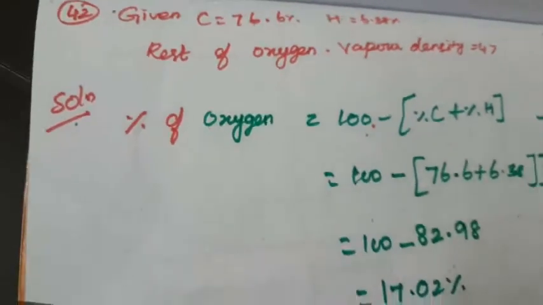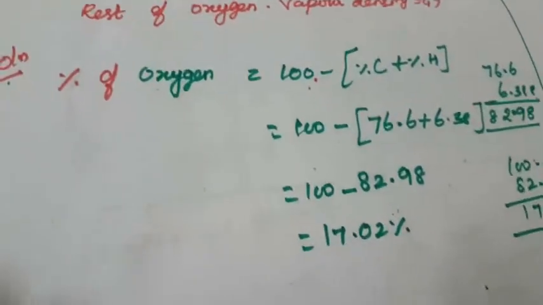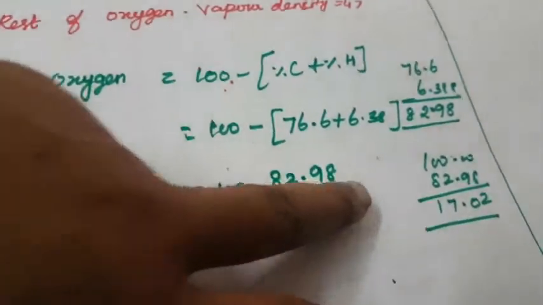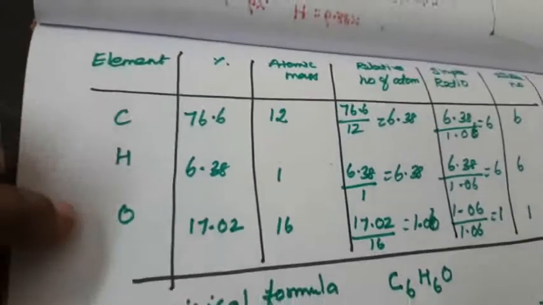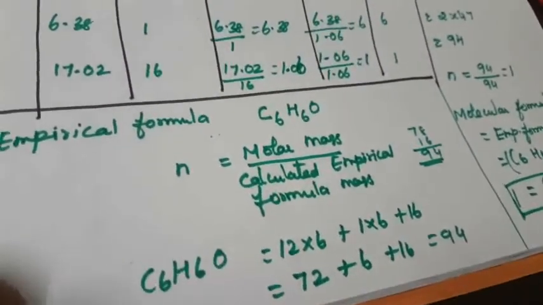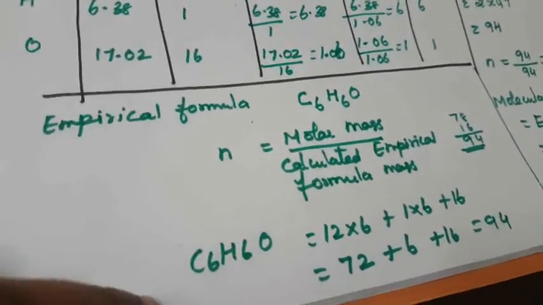We see the next video. Okay, so first the percentage is calculated, and then another one, again you prepare the tabular column, then finally you calculate the n value, then the empirical formula mass, and then the molecular formula.